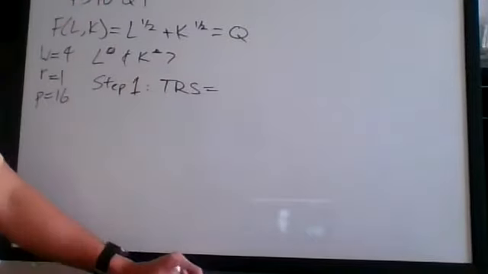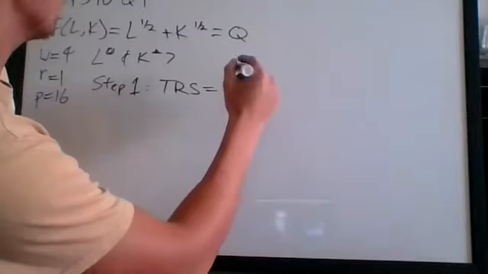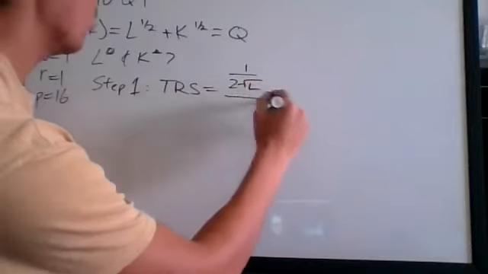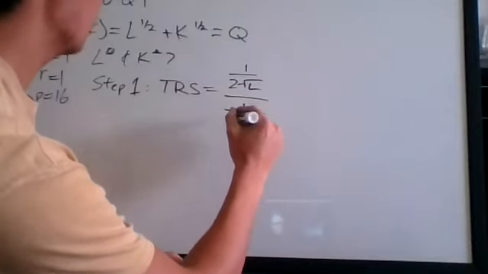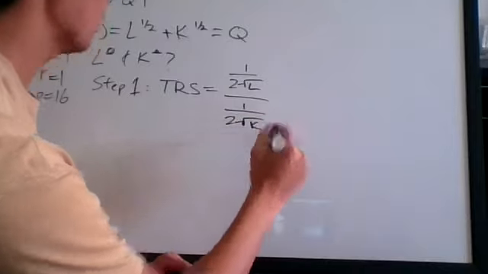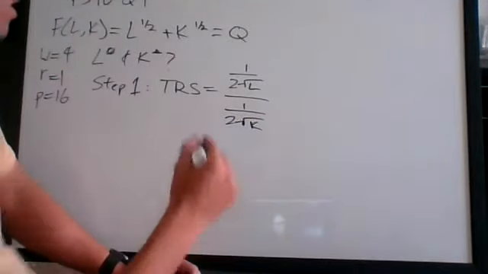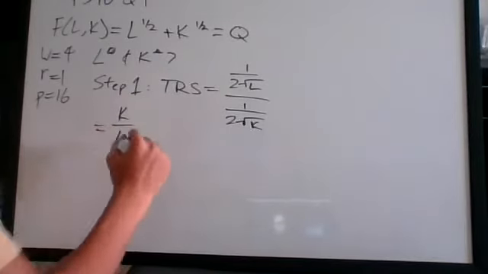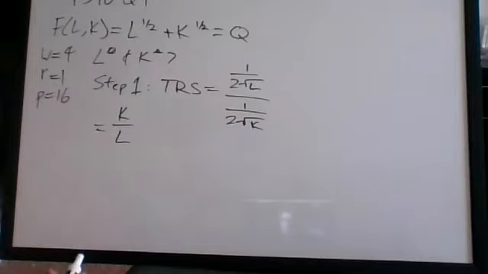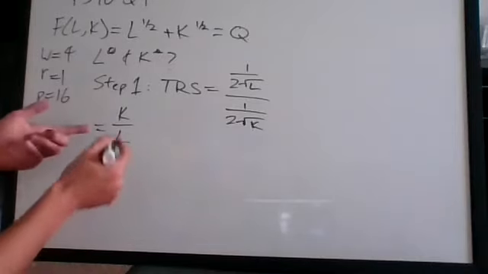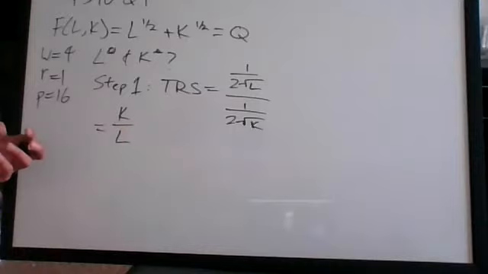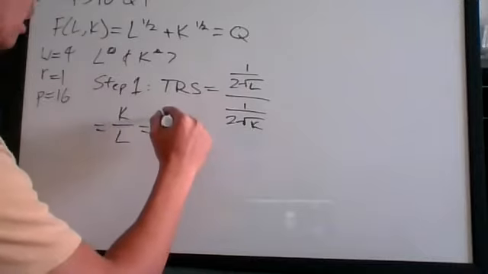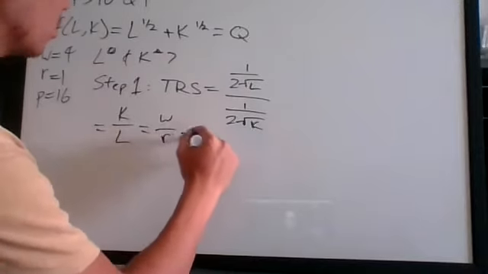So this ends up being, let's see, 1 over 2 times the square root of L over 1 times 2 square root of K, right? And this is equivalent to K over L, right, after simplification. So you'll see that we do have diminishing TRS, which allows us to set this equal to our cost ratio, which is W over R, which is just 4.